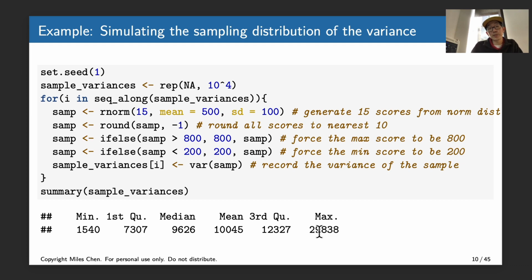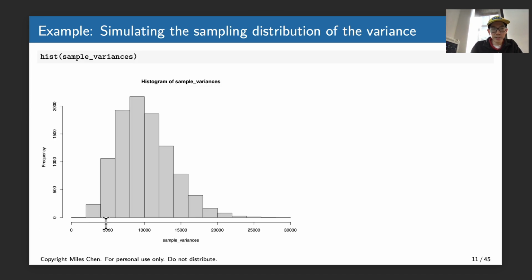Sometimes I get a sample where the variance is 29,838. Sometimes I get a sample where the variance is only 1,540. But most of the time it's around 10,000. My median is 9,600. These are the different kinds of values I get for my sample variance. And so this is a histogram of that. We can see, yeah, most of the time we're right around 10,000, sometimes higher, sometimes lower, but this is the distribution of sample variances here.